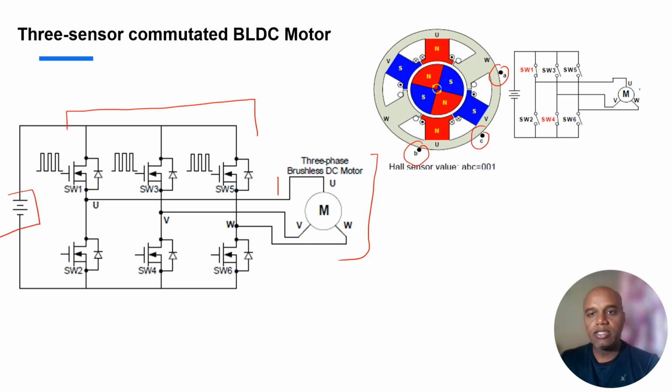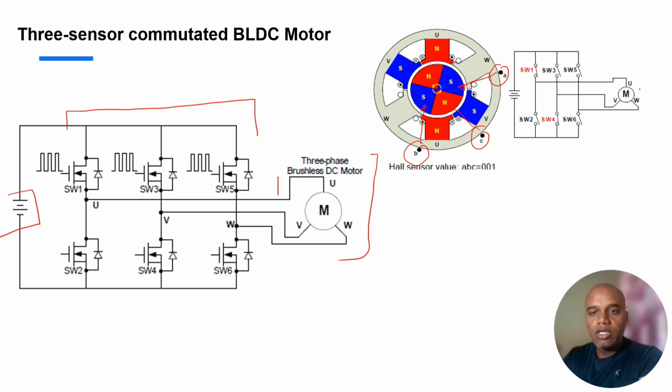So again, taking the same scenario, if my Hall sensor is under the influence of the north pole, it will give the high output, and if it is under the influence of the south pole, it will give the low output. So here we can see that the A Hall sensor is under the influence of the south pole, and the B Hall sensor is again under the influence of my south pole, and the C is under the influence of the north pole.